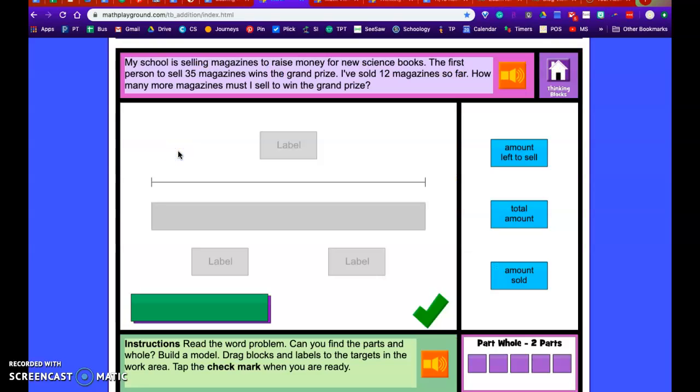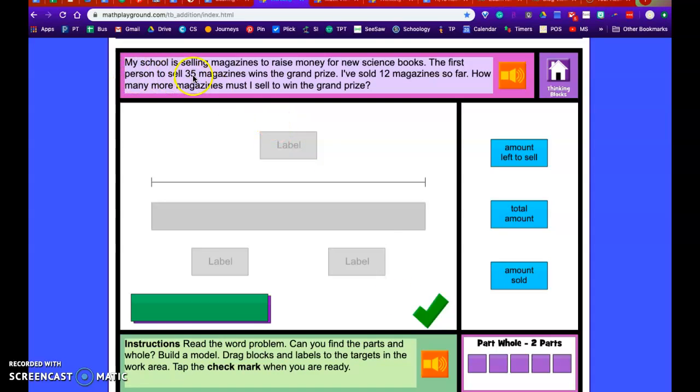The word problem is up here at the top, and the step-by-step instructions are down here at the bottom. One thing I really like about this website is that it has the ability to read the problems to the students. So the instructions are down here, and it says: read the word problem. Can you find the parts and whole? Build a model. Drag blocks and labels to the targets in the work area. Tap the check mark when you're ready.